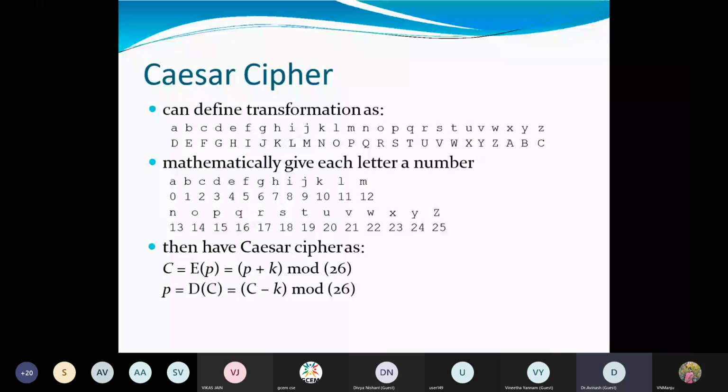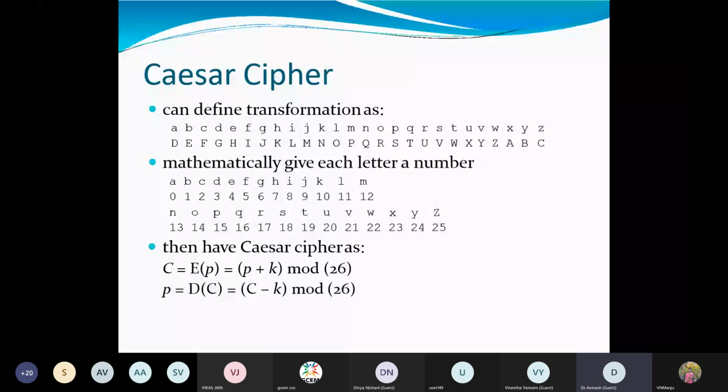In that case, we can have a particular function: C equals the encryption of the plain text, which is P plus K, where K is the key we are operating with, mod 26. And if we want to decrypt that particular message, then we subtract that key. Here the value of the key, as you can see, is 3. So C minus K, that is ciphertext minus K, mod 26, automatically gives us the plain text.